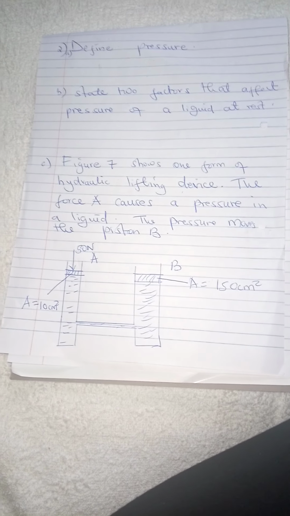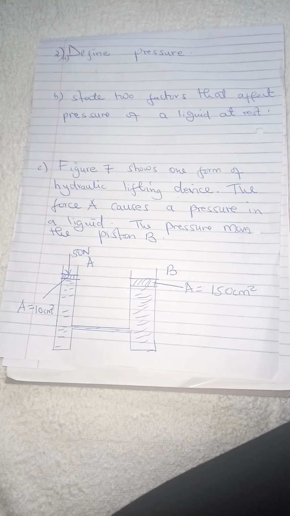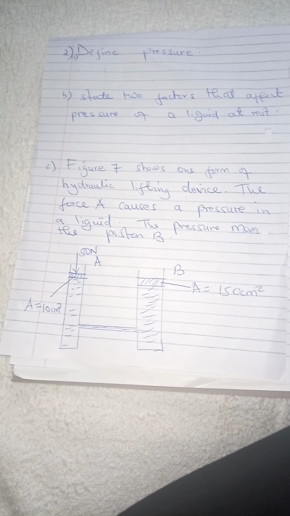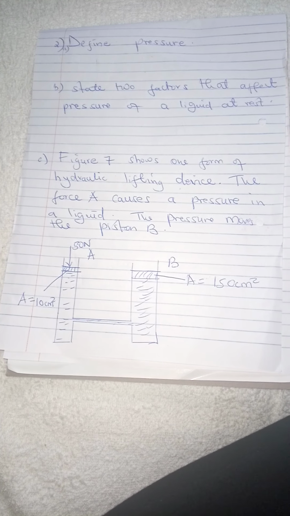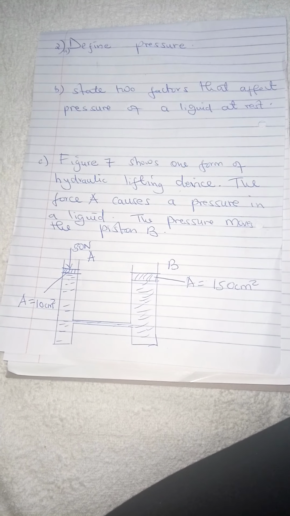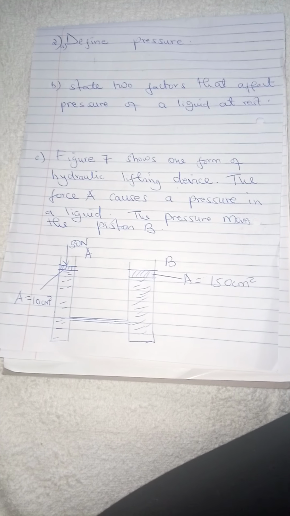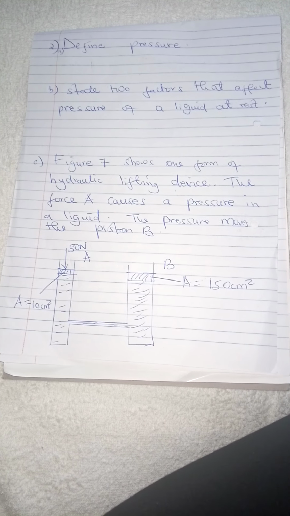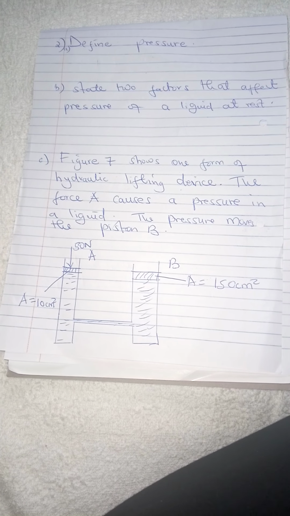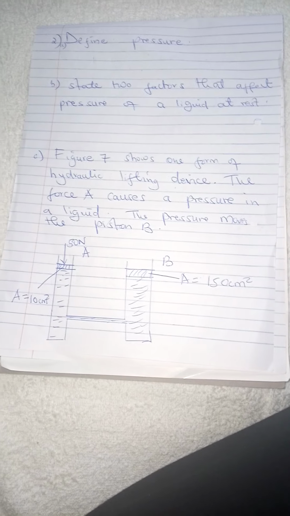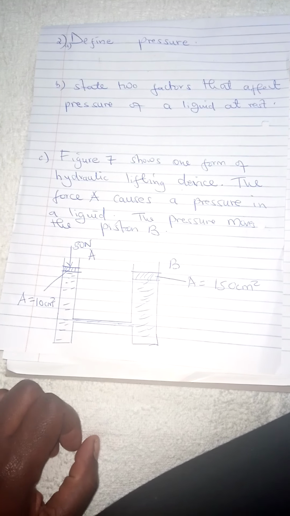Density and the depth. The next question, figure 7 shows one form of hydraulic lifting device. The force A causes pressure in a liquid. The pressure moves the piston B. The area of the piston A is 10 square centimeters and the area for the piston B is 150 square centimeters. So with that, I've made a calculation for the same.